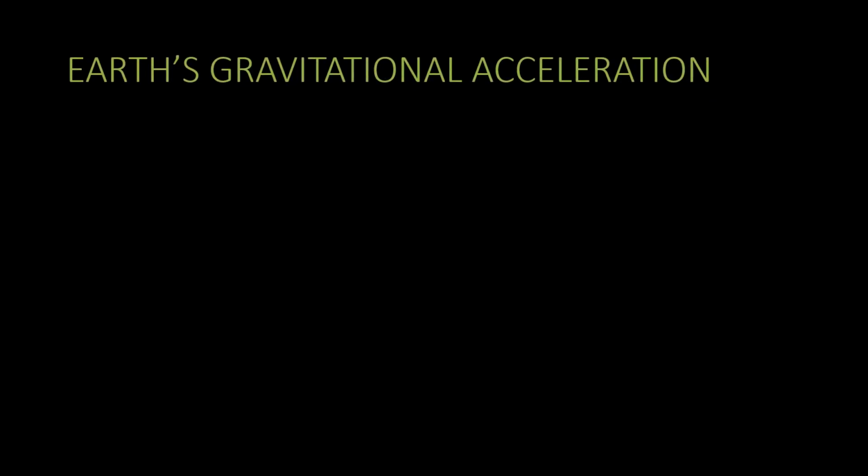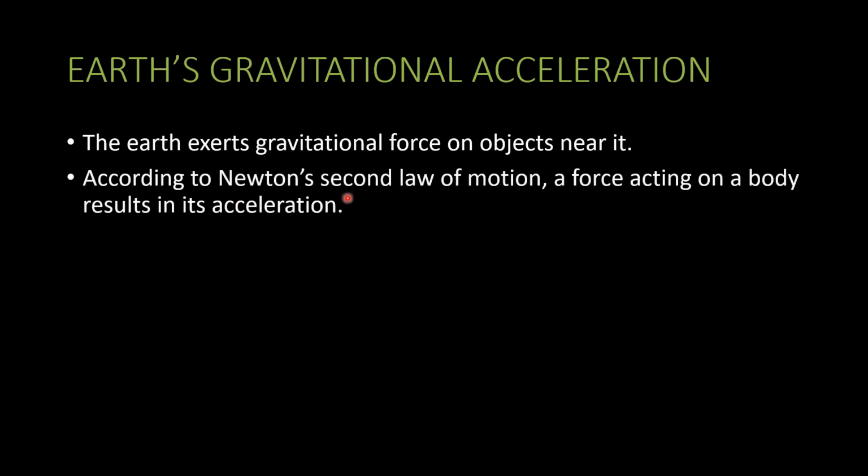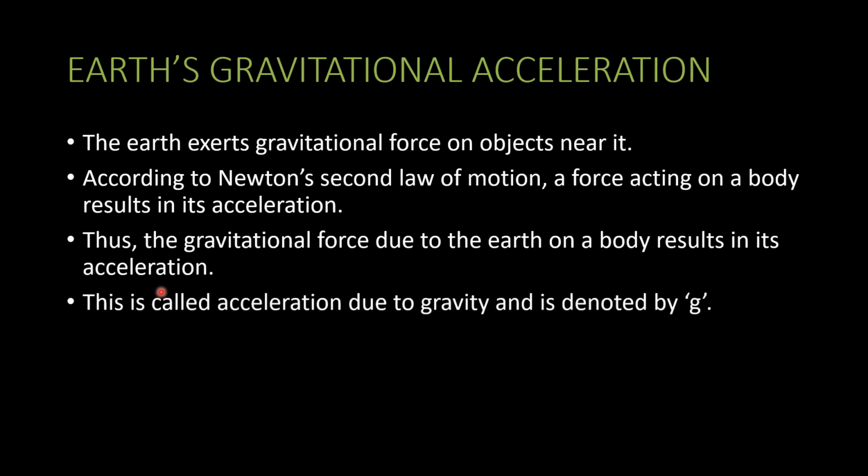We have an idea now about Earth's gravitational force. Now we will learn what is Earth's gravitational acceleration. We know Earth exerts gravitational force on the objects near it. According to Newton's second law of motion, if a force is acting on a body, it will result in its acceleration. So the gravitational force due to Earth on a body also results in its acceleration. This is called acceleration due to gravity, and it is denoted by small letter g.